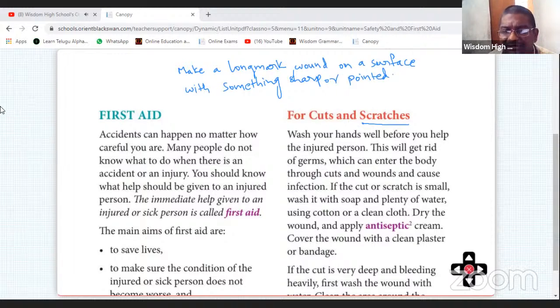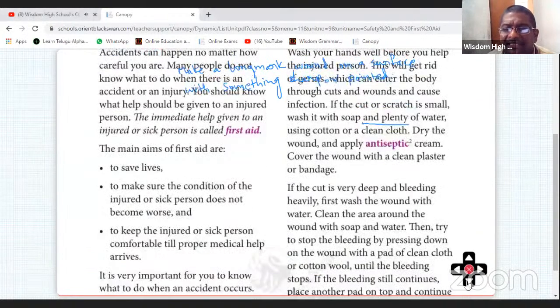Next, dear children, concentrate here. If the cut is very deep and bleeding heavily, releasing a lot of blood, what you have to do is wash the wound with water first. Next, clean the area around the wound with soap and water. Then try to stop the bleeding by pressing down on the wound with a pad of clean cloth.